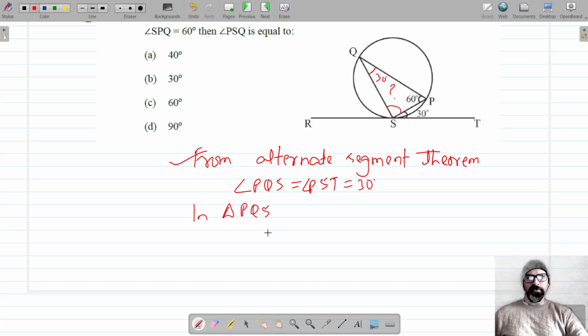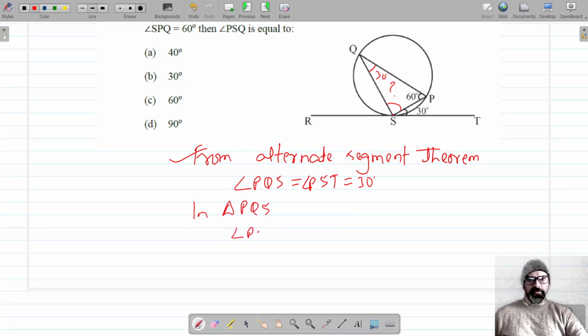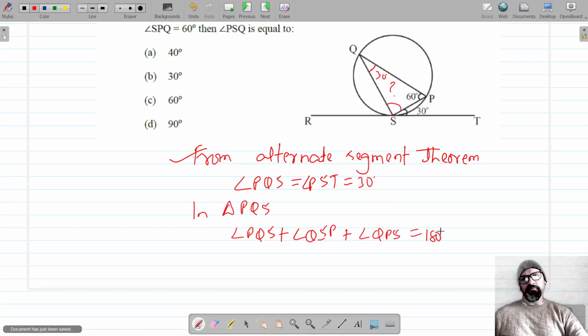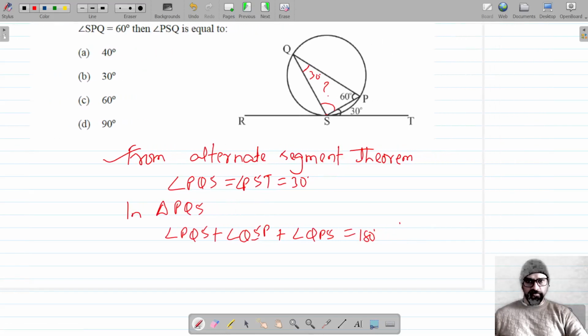So this is triangle PQS. So we can write here angle PQS plus angle QSP plus angle QPS is equal to 180 degrees, because this is the angle sum property of a triangle.